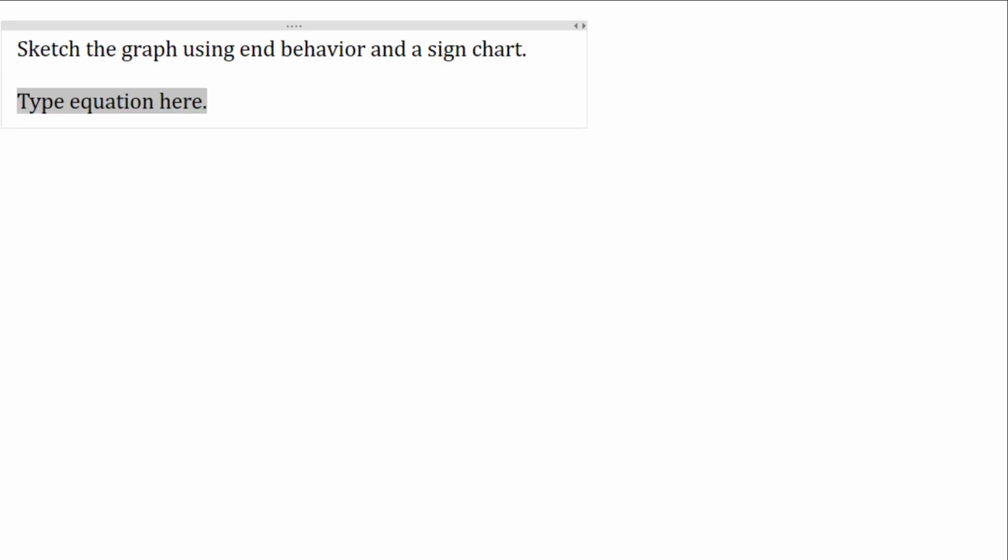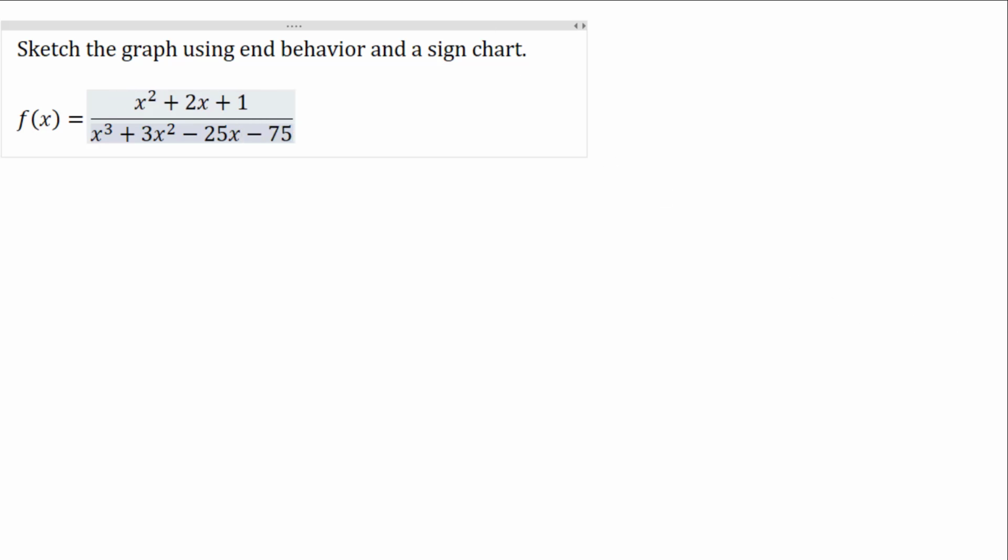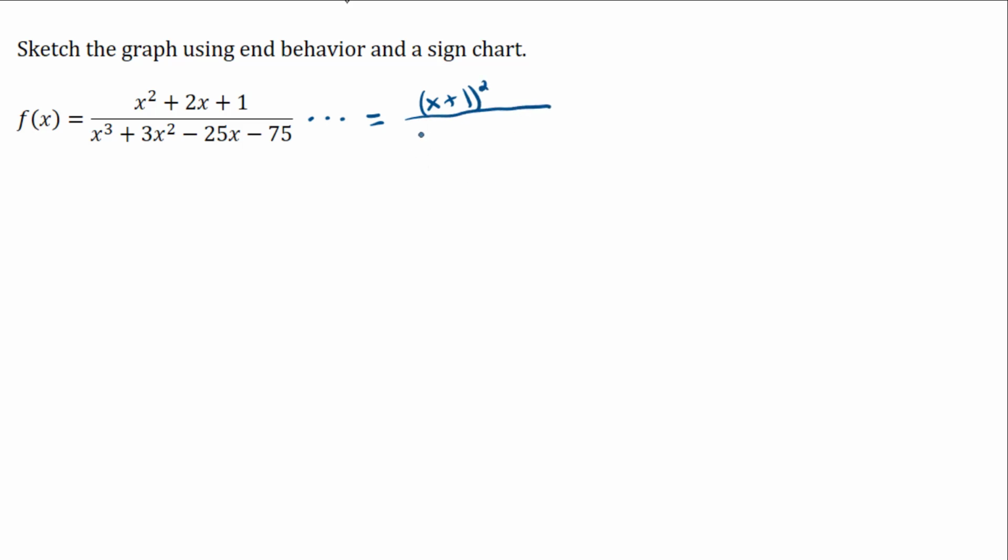So the function we'll graph this time is f of x equals the fraction where the numerator is x squared plus 2x plus 1. The denominator is x cubed plus 3x squared minus 25x minus 75. Again, unfortunately not factored, and I, again, won't spend time factoring it for you in the video. I'll just say if you do factor it, on top you get x plus 1 squared, and on bottom, you get x plus 5 times x minus 5 times x plus 3. And so nothing cancels, so we're not going to have any holes in the graph this time. We'll just have asymptotes.